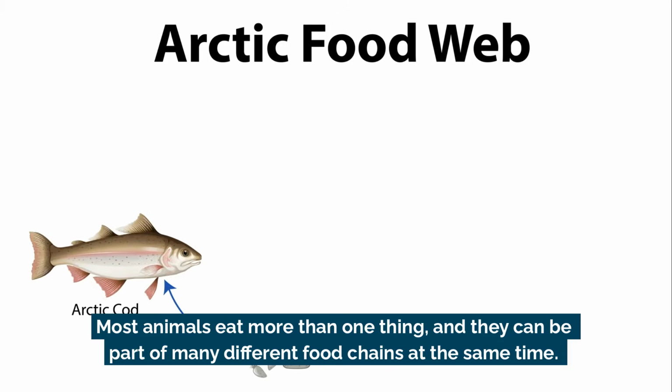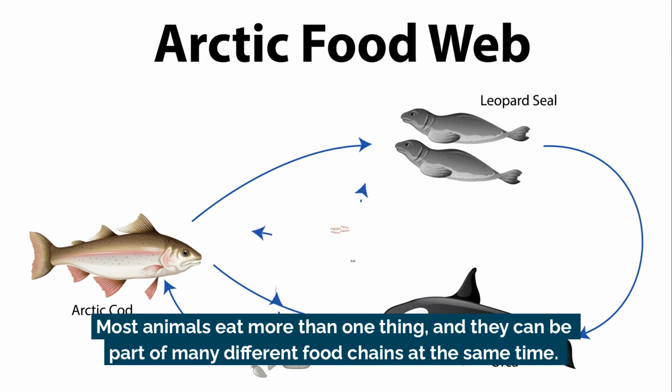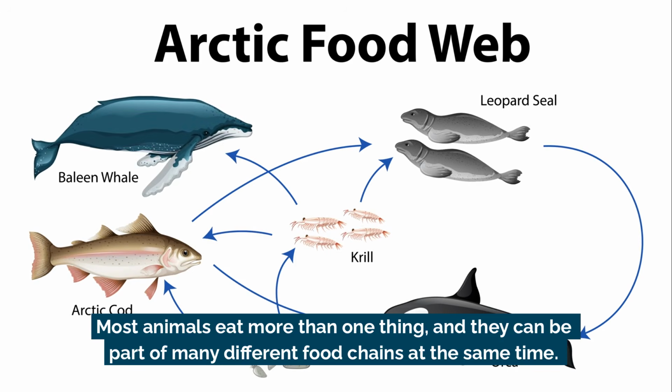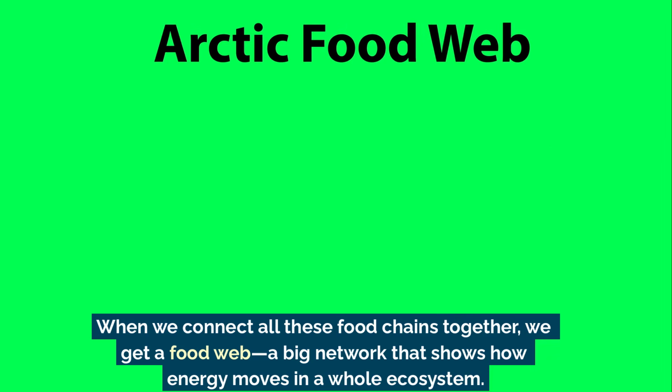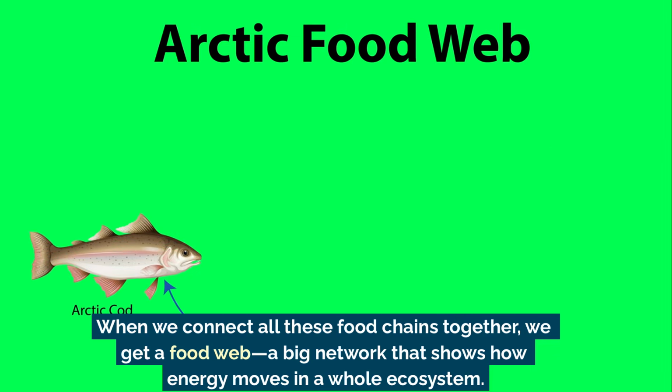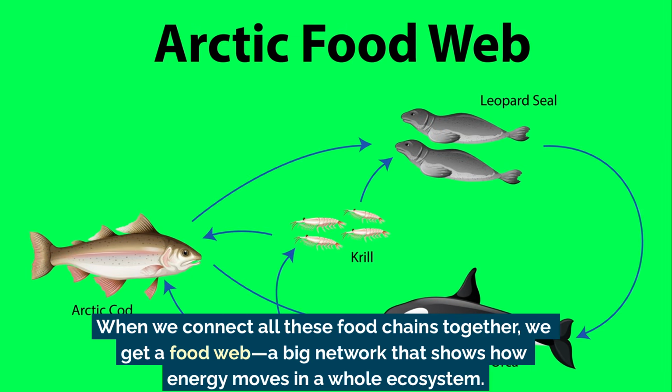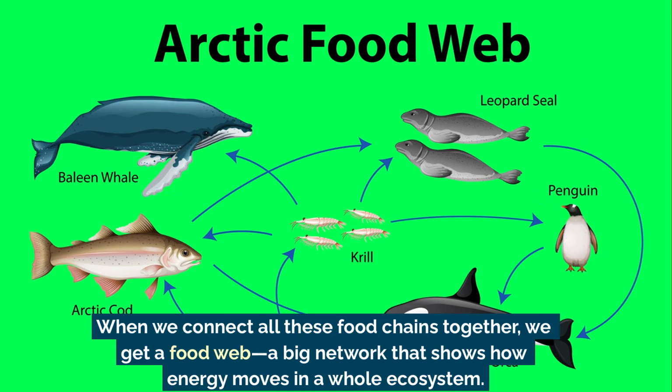Most animals eat more than one thing, and they can be part of many different food chains at the same time. When we connect all these food chains together, we get a food web, a big network that shows how energy moves in a whole ecosystem.